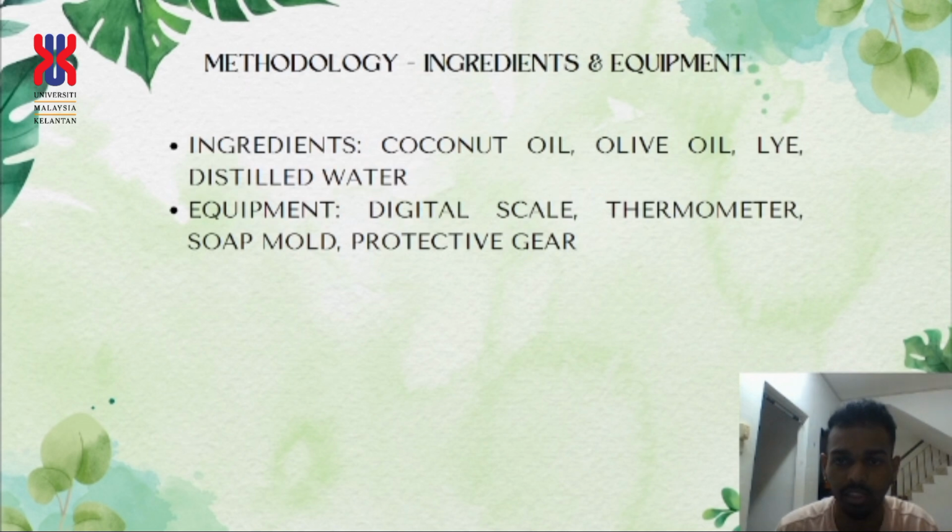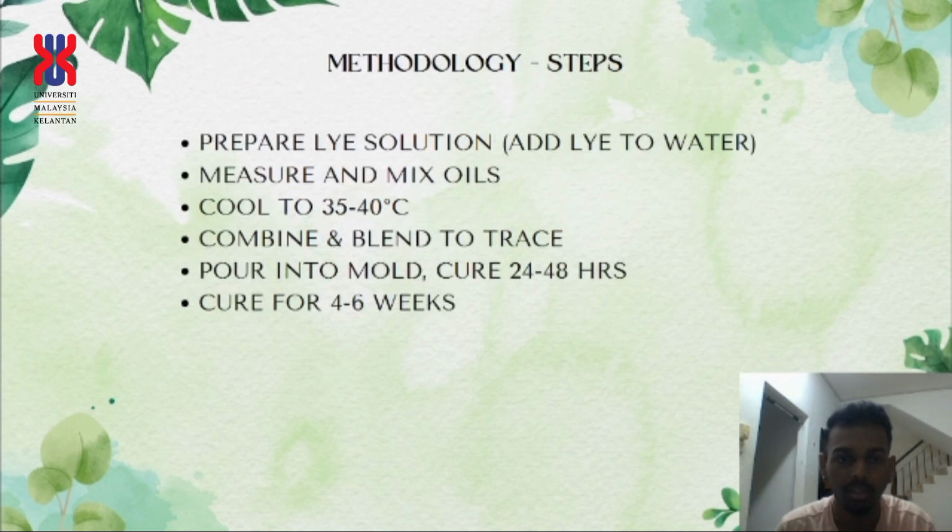So methodology, ingredients, and treatments. The main ingredients are coconut oil, olive oil, lye, and distilled water. We prepare the lye solution, measure and mix oils, cool to 40 degrees Celsius, combine and blend to trace, pour it into a mold, cure for 1 to 2 days, and additional curing for 4 to 6 weeks.